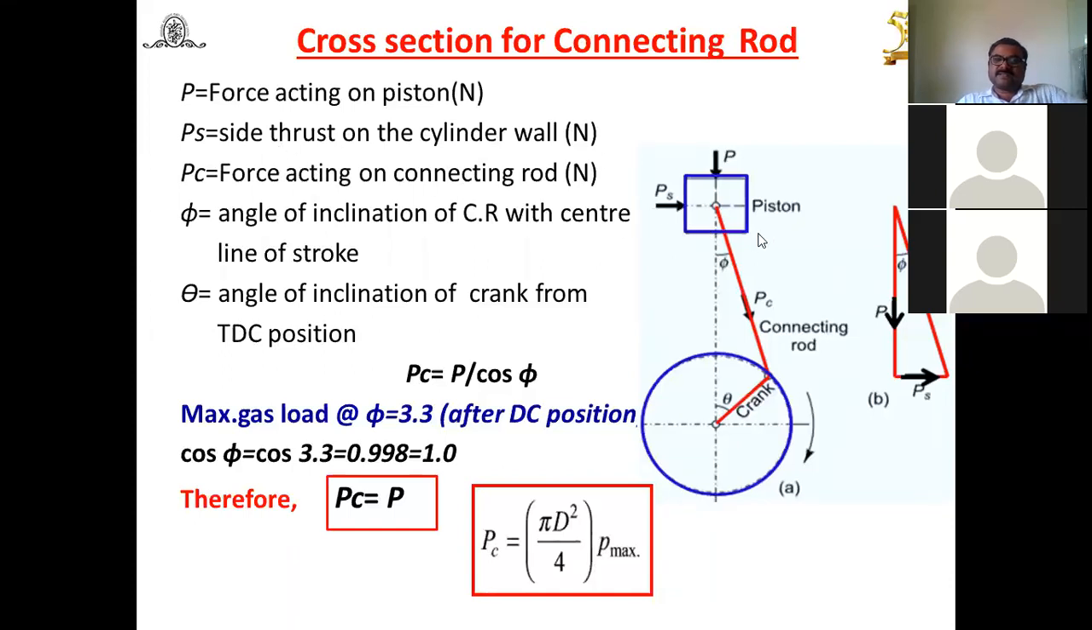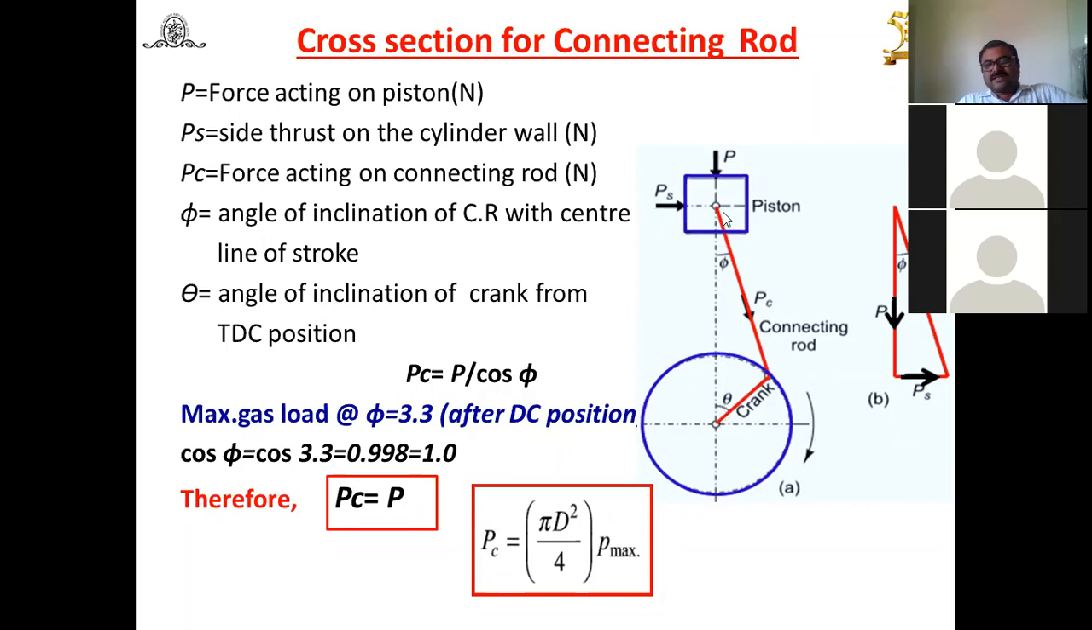Then PC means the force acting on the connecting rod along its axis, which we have to find out. Then angle phi is the angle of inclination of the connecting rod with this center line. And theta is the angle of inclination of the crank from TDC, top dead center.